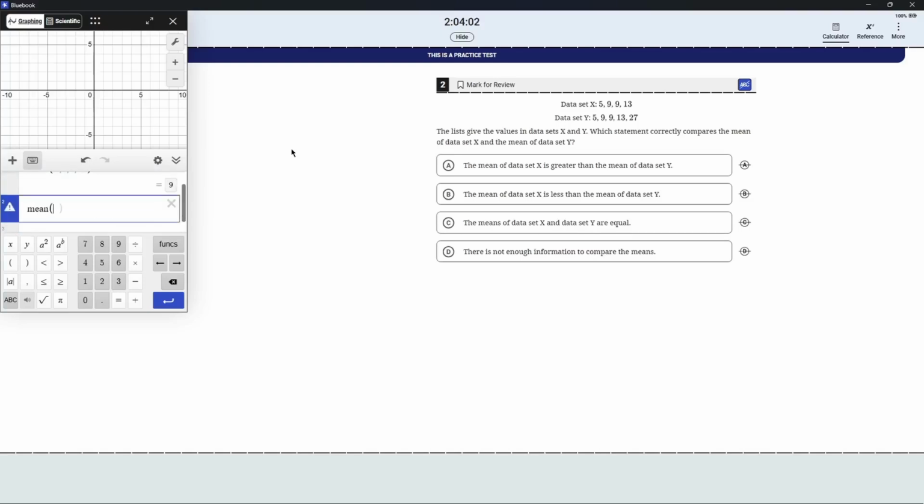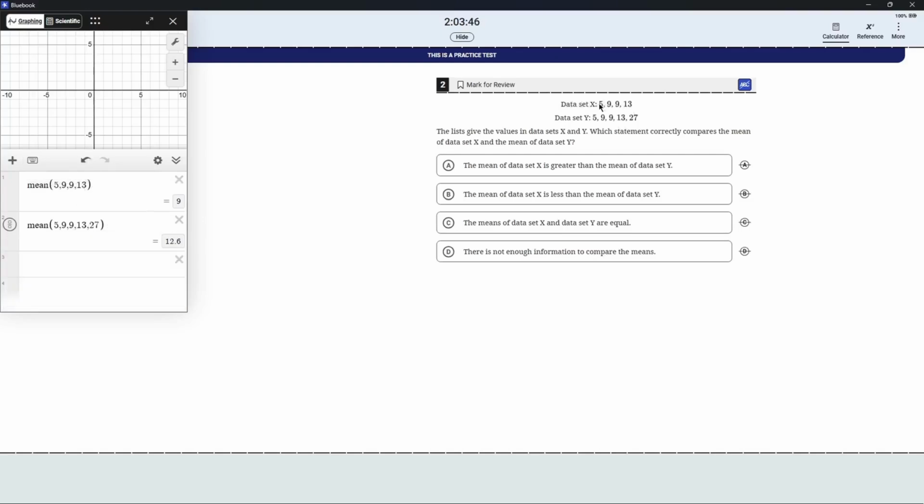However, for this question, this wouldn't be the fastest way because you could solve this faster by just looking at the question. So dataset Y obviously has the larger mean, but you didn't really have to put this in the calculator. If you just look at the datasets, they all have the same numbers, but dataset Y has an extra 27, which dataset X doesn't have. So obviously the mean or the average of this is going to be higher because of the 27. So the answer would be B. The mean of dataset X is less than the mean of dataset Y.